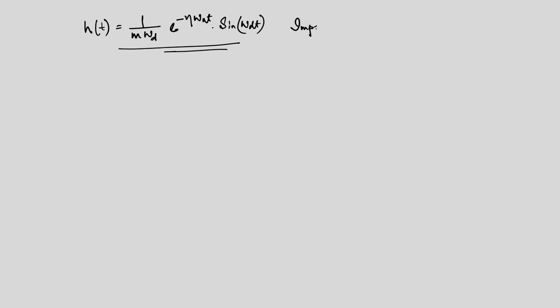So, that is the expression for the impulse response function. h of t is nothing but 1 by m omega d e to the power minus eta omega n t times sin omega d t. That is the expression for the impulse response function. What does it mean? We have an impulse force acting at t equal to 0, and for that we find out what is the response of that single degree of freedom system, and this is the expression for that response. Now, as I said, we will plot this expression, we will see how it looks like. For the timing, let us complete the derivation.